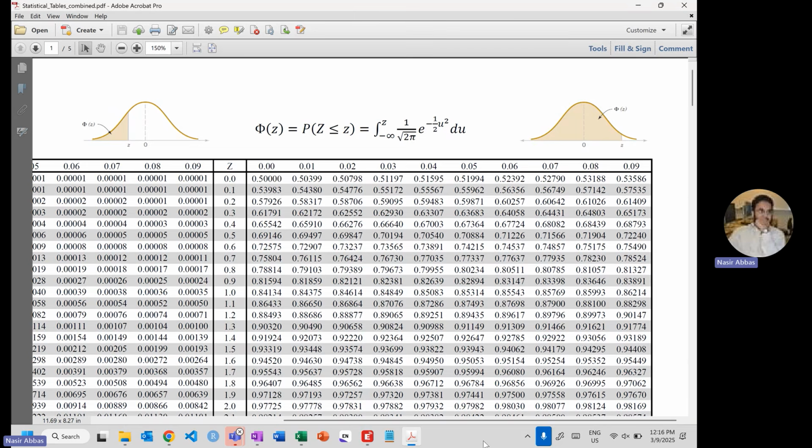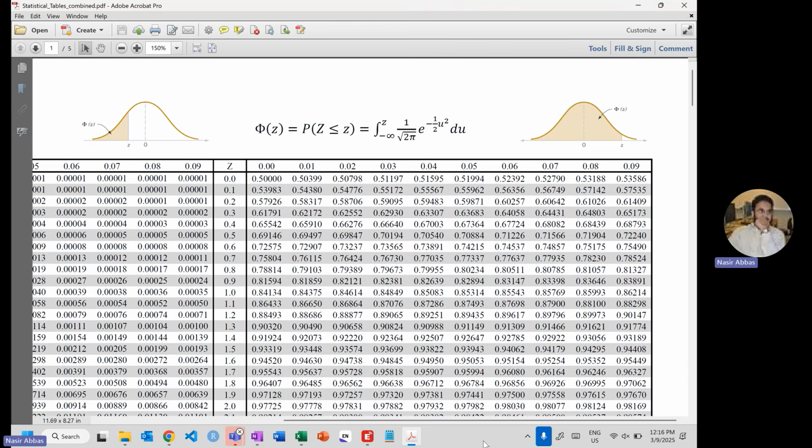Number 1. Number 2, what is at the edges of the table? Is it the value of Z or the probability? The value of Z. What is inside the table? The probability or the value? Probability. These are the two differences in Z and T.